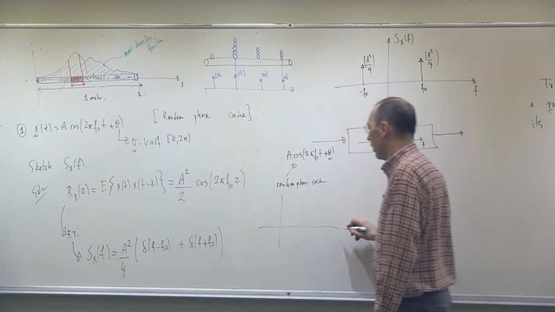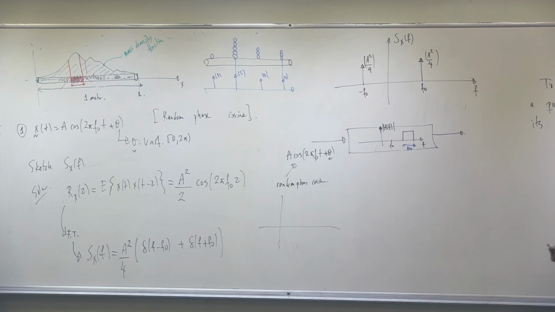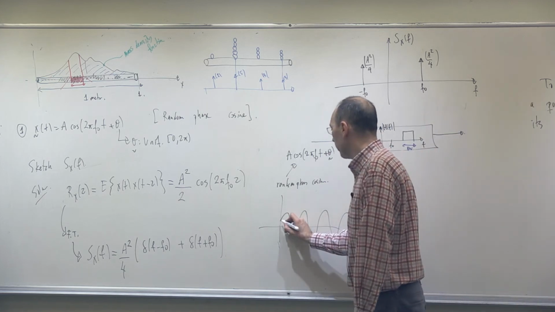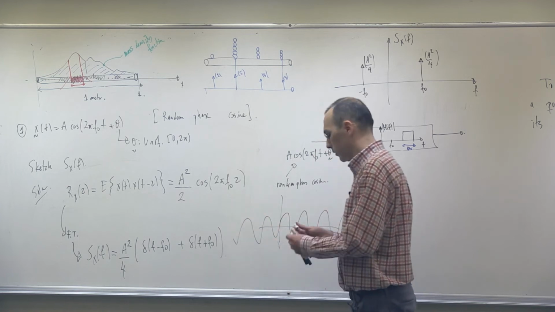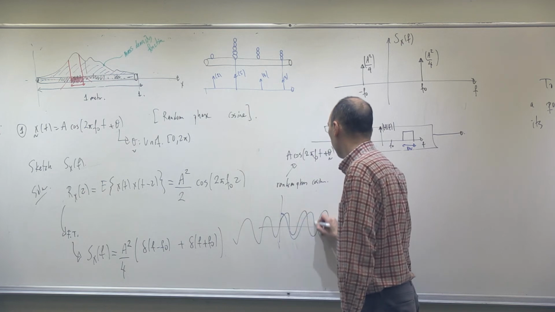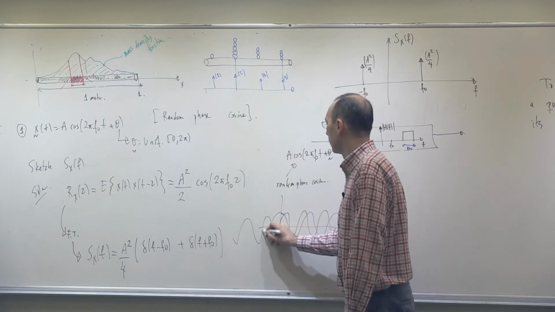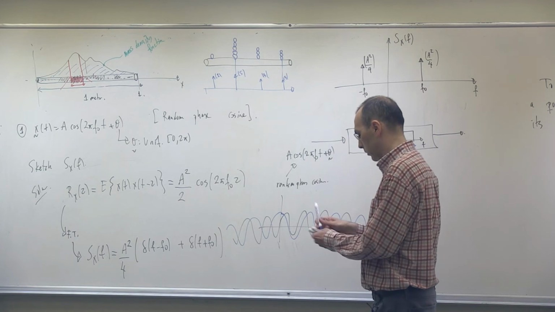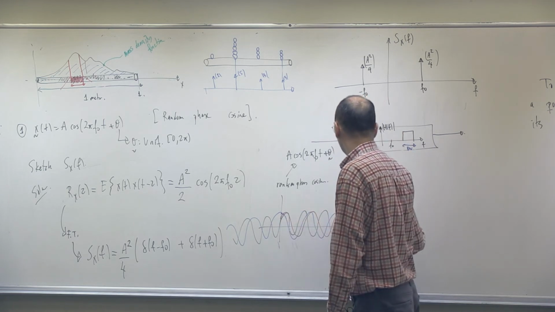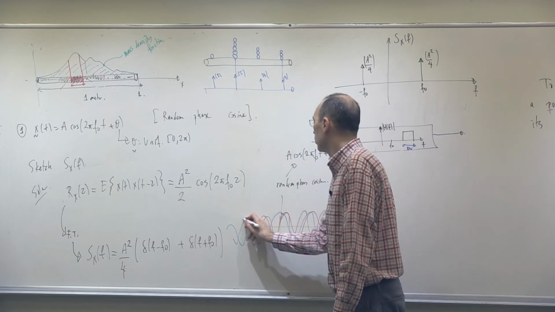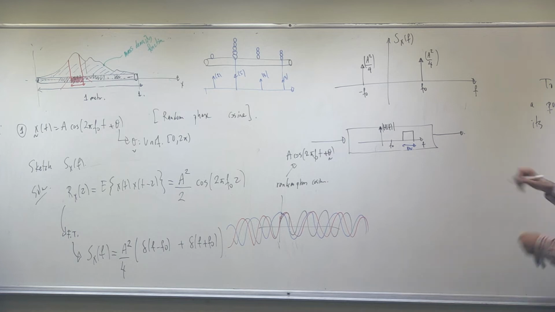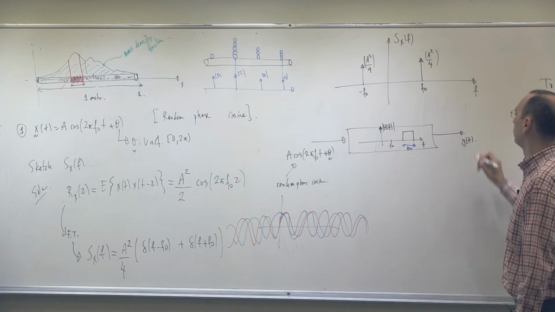Do you remember how we sketched the realizations of this process? Realizations are just cosines of amplitude A, but the starting phase is random. Something like that. Maybe it starts at the peak. Something like this, etc. So only the phase is random, random phase cosine. Now this is the output, y of t.